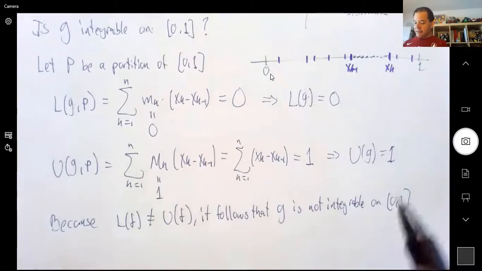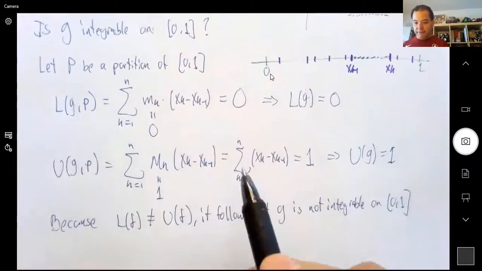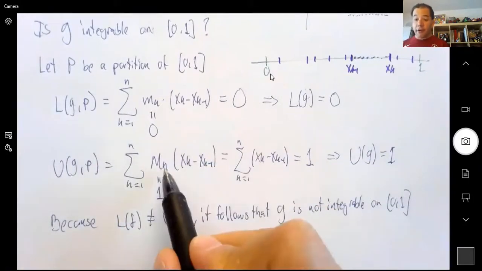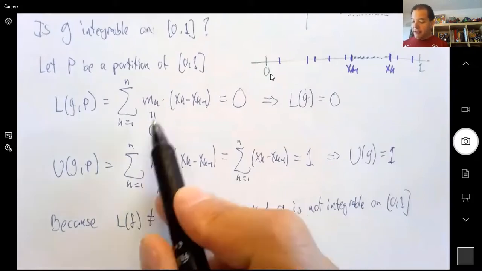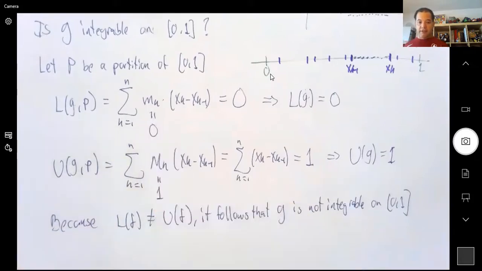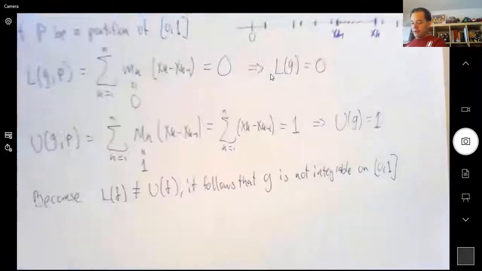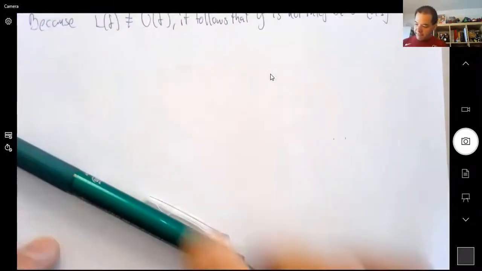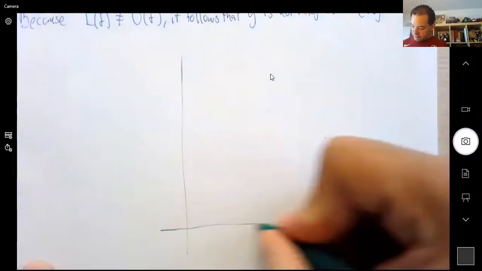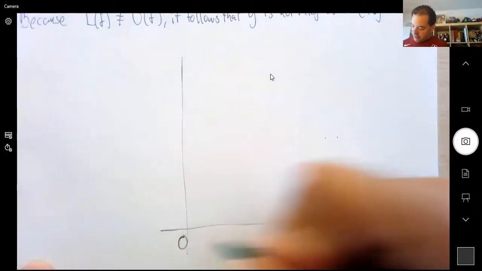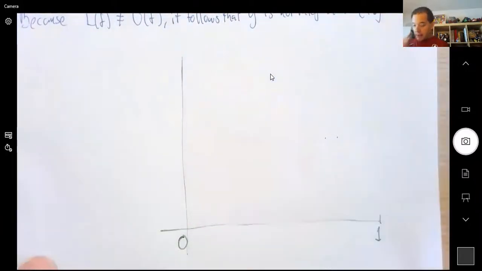Jason is asking, can I explain why the capital M_k is 1 and little m_k is 0. And yes, I can certainly explain. Let me do a bigger picture here. So here's 0 and here's 1. And here's how our function looks.